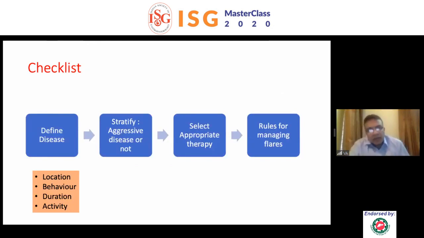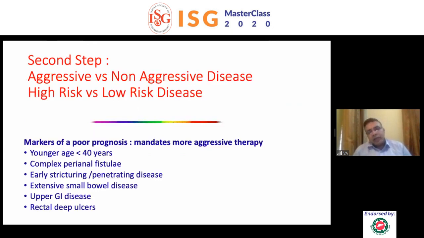So coming back to the checklist, we have defined the disease. We have looked at location, behavior, duration, activity. Now comes the second important point, to stratify the patient. And this, to my mind, is an extremely important slide. This slide, I would say, represents around 10 to 15 years of work, of at least 50 to 100 papers from different books.